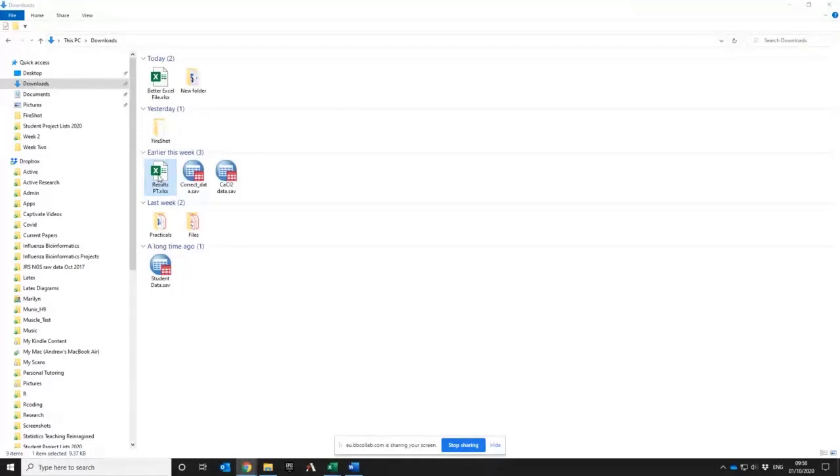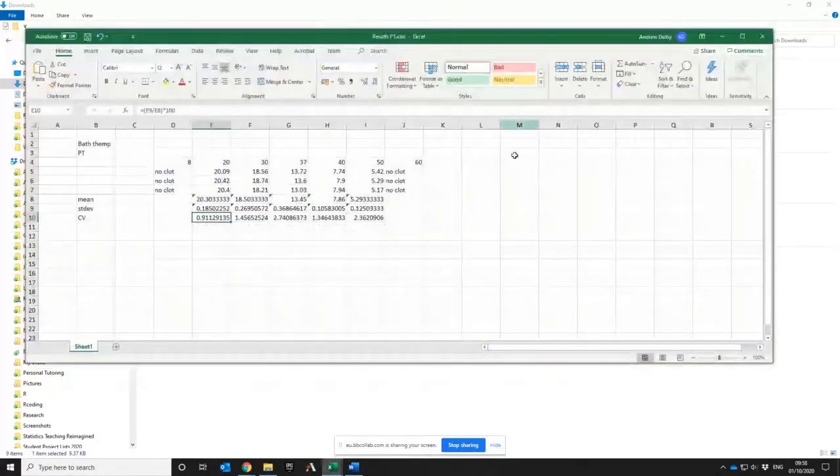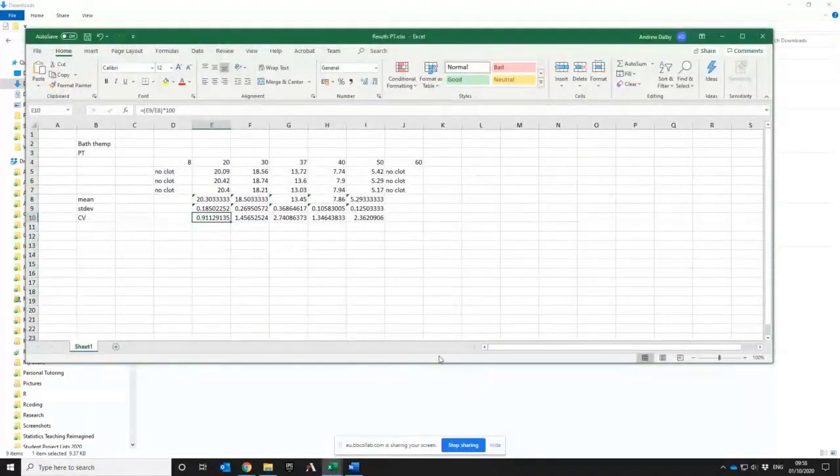Now this is their data in Excel, and the aim of this is to convince you that Excel is a bad idea in almost every possible circumstance. So here is their Excel file. To be honest, this makes me want to cry every time I see it, and that's what it looks like.